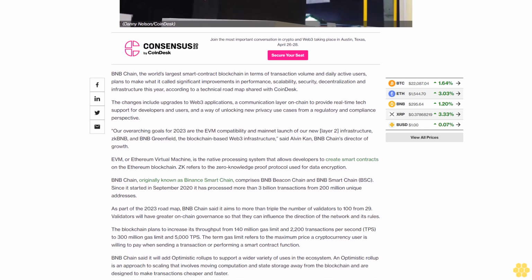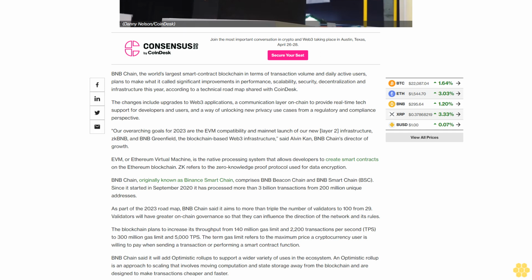EVM, or Ethereum Virtual Machine, is the native processing system that allows developers to create smart contracts on the Ethereum blockchain. ZK refers to the zero-knowledge proof protocol used for data encryption. BNB Chain, originally known as Binance Smart Chain, comprises BNB Beacon Chain and BNB Smart Chain, BSC. Since it started in September 2020, it has processed more than 3 billion transactions from 200 million unique addresses.